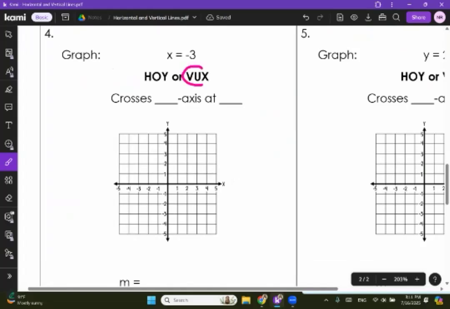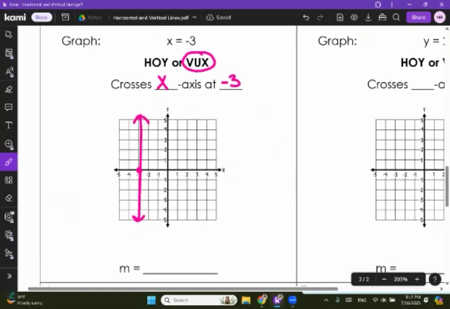Number 4, x equals -3. Don't need a whole lot of practice of this because it's very, very repetitive. So it's going to cross the x-axis at -3. So we go to the x-axis, plot a point on -3, and draw a vertical line. What is the slope of a vertical line? Look at the middle letter. Middle letter is a U, so it stands for undefined.